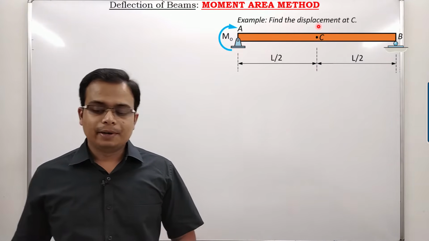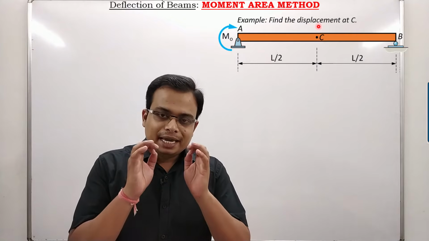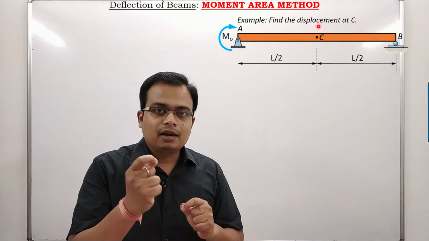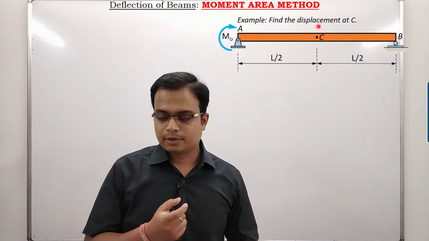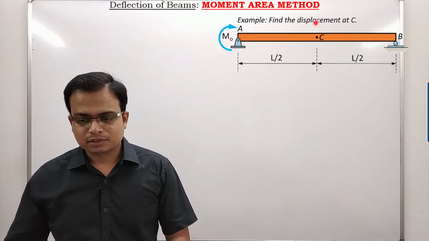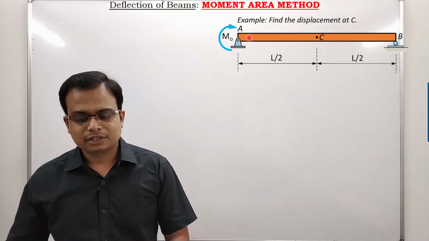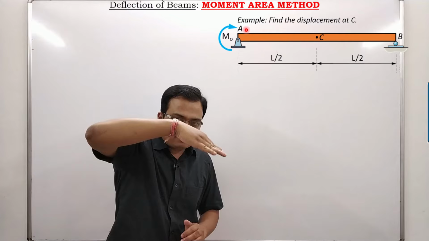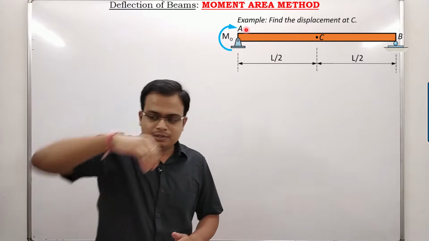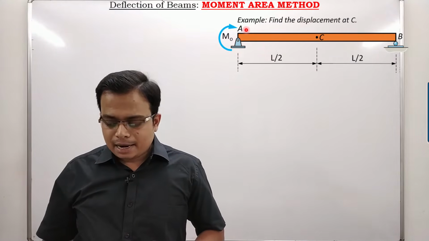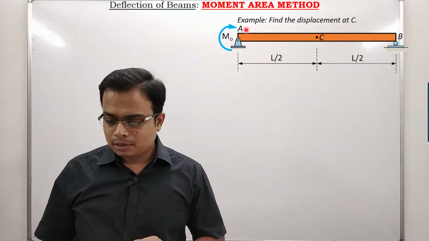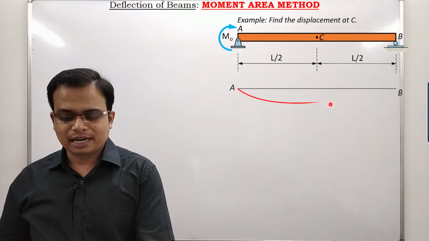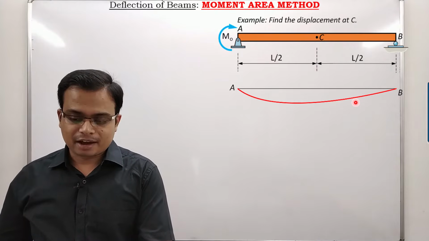How to approach? Whenever you encounter any problem on moment area technique, what you need to do is make the elastic curve first of all. So obviously you see the nature of this. The nature is sort of a sagging nature like this. It will try to bend the beam in this fashion, isn't it? And hence, what I'm assuming is the elastic curve would be looking something of this sort. This is the profile that it might have.